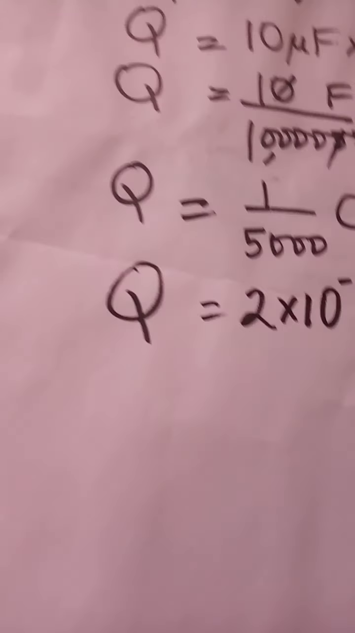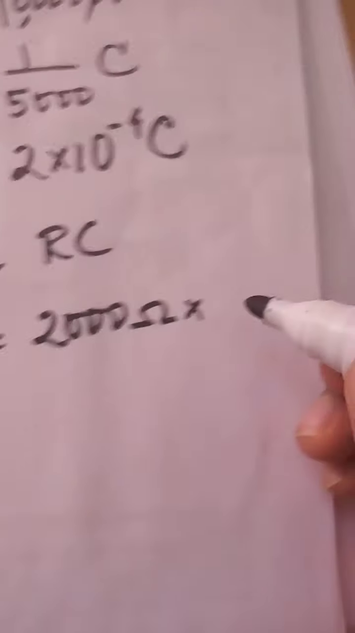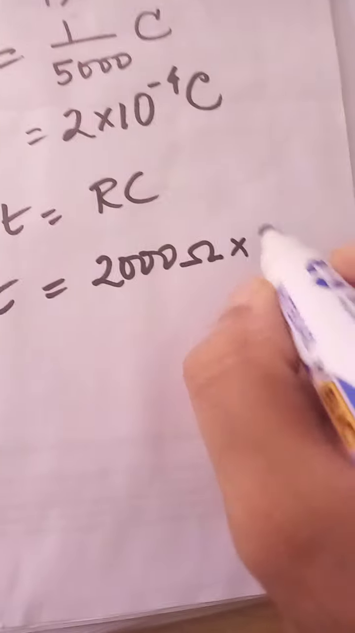So now in this circuit, we had this, and this, and we were able to find the current, and by using the CV, we were able to find the charge. Now I want you to find the time constant. The time constant is very simple. That'll be capacitance, which is 10 microfarads.